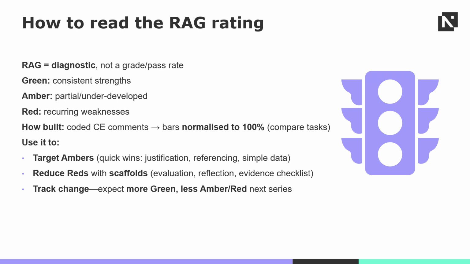We code the examiner's comments and normalise each bar to 100% so sections are comparable. Don't read it as marks, use it as a roadmap. Shrink ambers with quick wins, reduce reds, and rerun your own RAG after changes to check you're moving colours from amber and red to green.